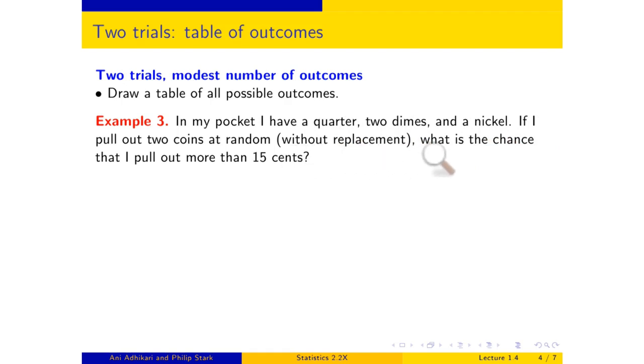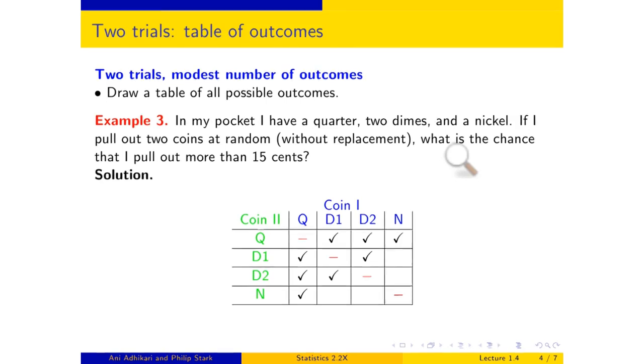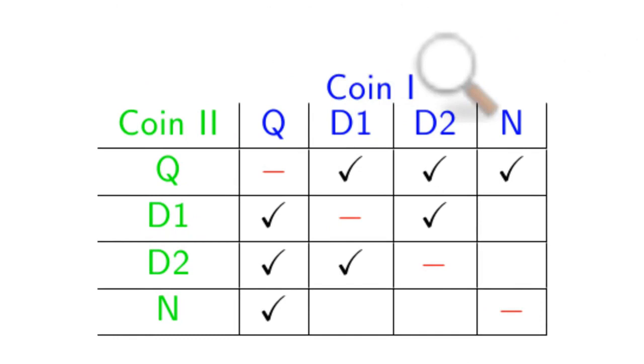I'm going to pull out 2 coins at random in the way you stick your hands into your pocket and pull out a coin, and clearly that is without replacement. And the question I'm asking is, what is the chance that I pull out more than 15 cents? I'm going to stick my hands in and take 2 coins out. So we are going to lay out the statement of the problem and its solutions in a table. And the table goes like this. The first coin that I get can be either a quarter, the first dime, the second dime, or a nickel. And the second coin that I get can be one of those 4 coins also. So I will make a little grid.